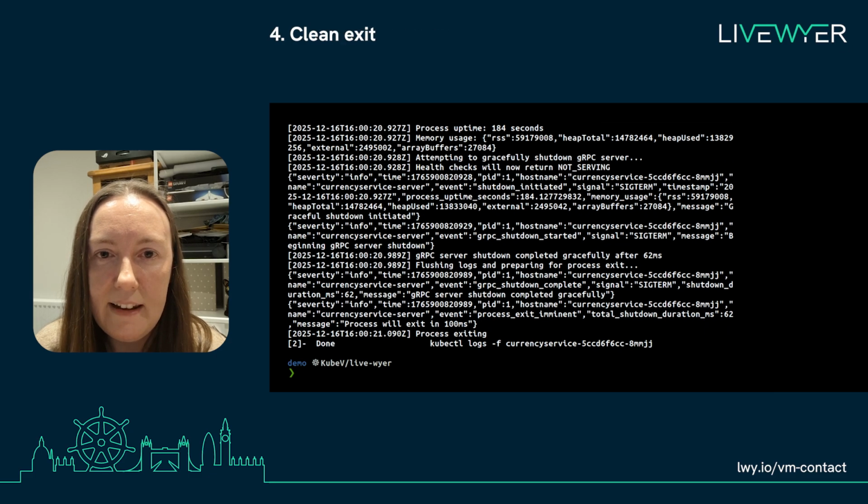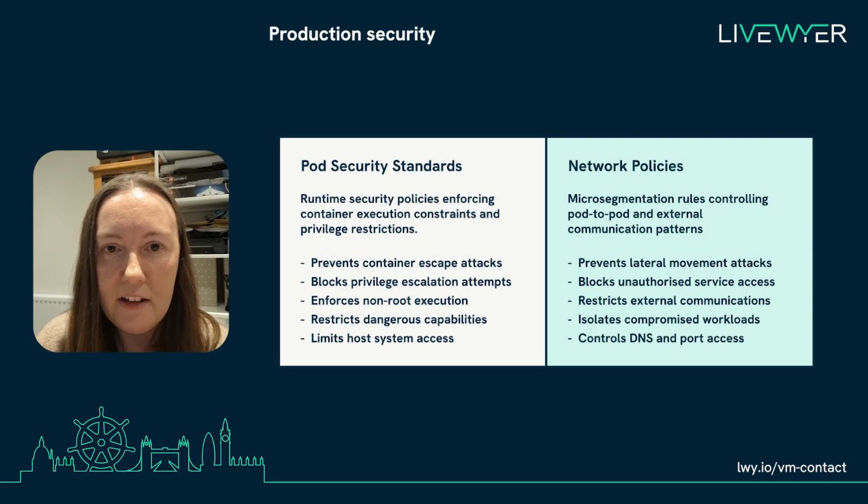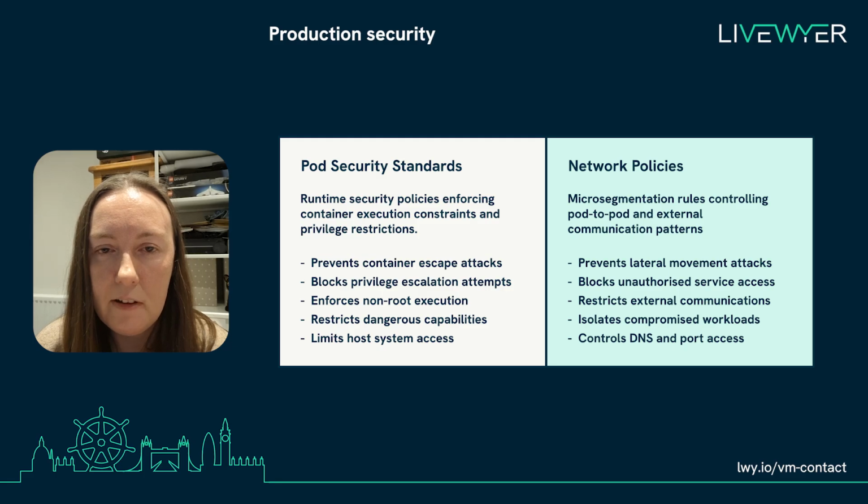Now when Kubernetes needs to restart or scale your pods, the application shuts down cleanly without dropping requests. Now that we've had a look at adding Kubernetes native observability to the app, the next thing we should do is ensure that our service meets production security requirements. We can do this using some Kubernetes security frameworks.